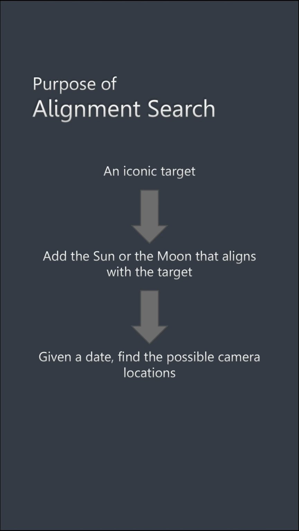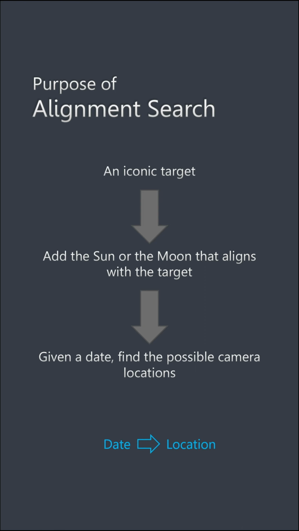Now, this is a good time to also mention the alignment search feature, a different tool which is part of the Location Explorer toolset. At first glance, it might appear similar to the Sun and the Moon Finder. However, in the Alignment Search tool, the input parameters are the target and the date instead of the target and the location, as for the Sun and the Moon Finder tool. In the Alignment Search tool, once you specify the target and the date, it then finds possible camera locations that could work.